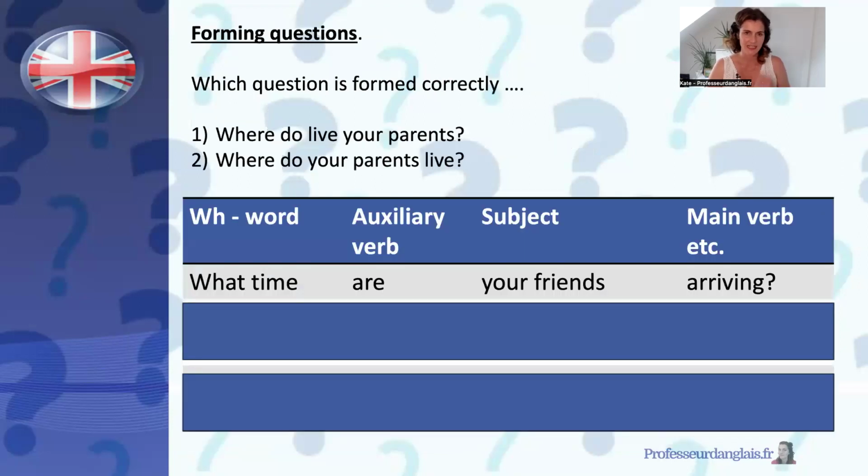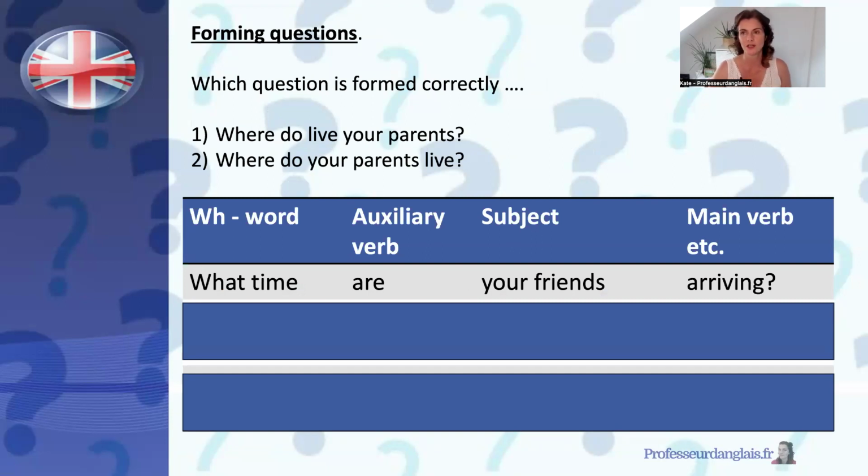Okay, now let's think about forming questions. Which question is formed correctly? Where do live your parents? Where do your parents live? Quite right, it's number 2. Where do your parents live?